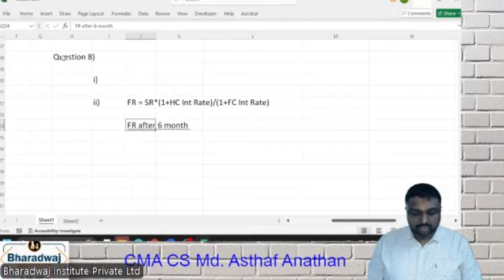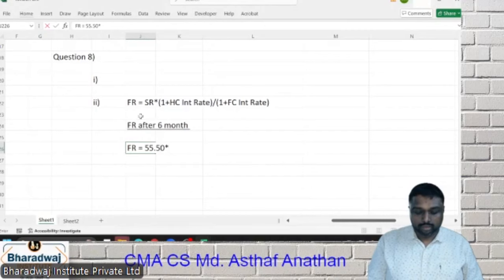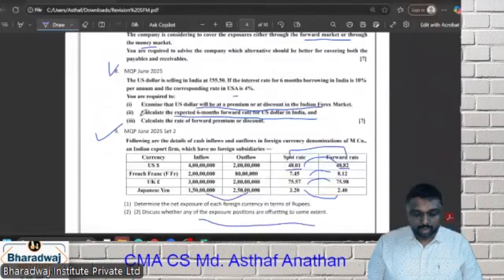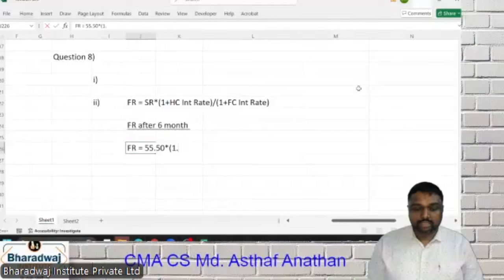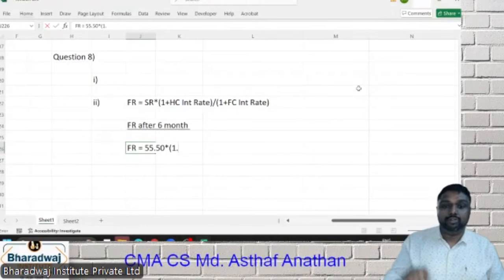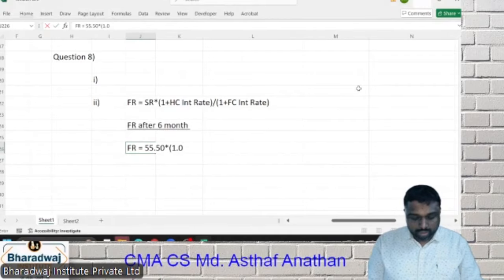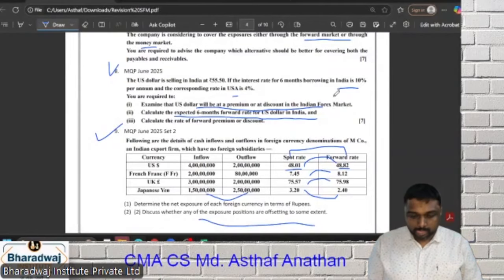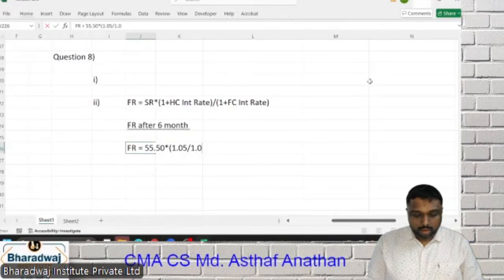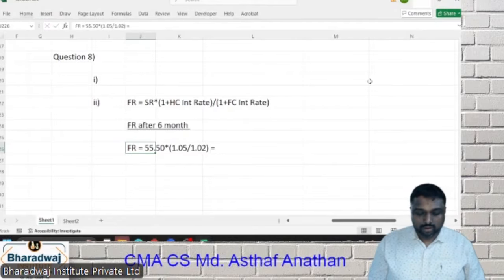So forward rate after 6 months will be, your spot rate is what? 55.2 into 1 plus home currency. See, your India rate is 10%. You want 6%, 6 months. So for 6 months, 10% becomes 5%, so it will be 1.05 divided by 1.02. So what will be the rate, friends?